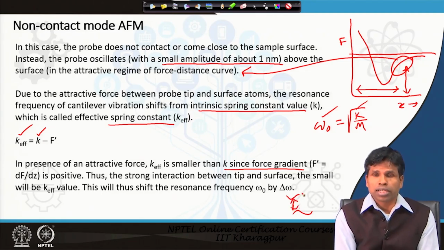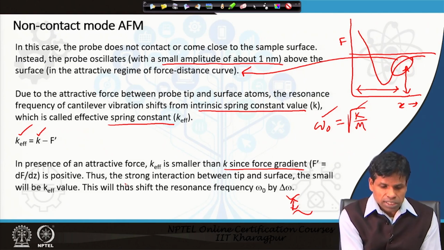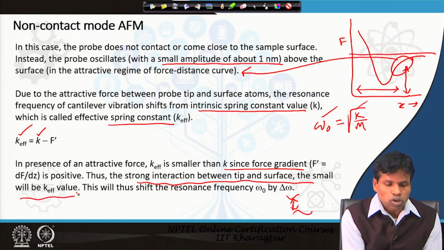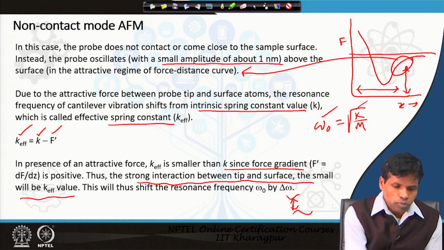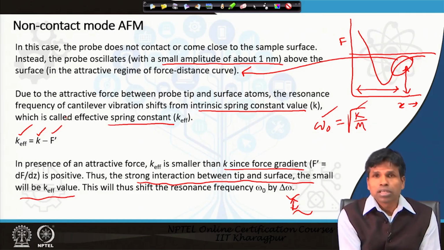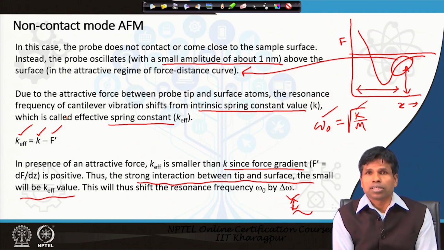Due to the force gradient, the effective spring constant decreases. When there is a strong interaction between the tip and sample surface, the force gradient will be more, and thereby k effective will be smaller, and there is a shift of the resonance frequency.